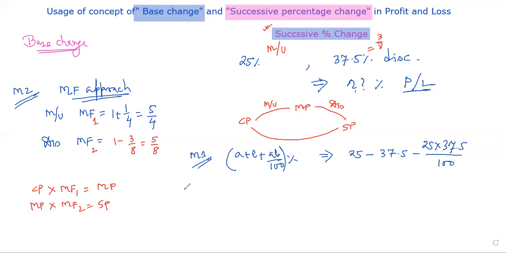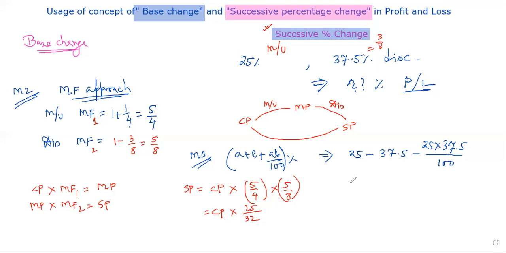So from cost price to sale price, what is the sale price? Sale price is nothing but cost price CP multiplied by multiplying factor 1, which is 5 by 4, multiplied by the second one, 5 by 8. So sale price is cost price multiplied by this. It comes as CP multiplied by 25 by 32. The sale price is equal to cost price multiplied by 25 by 32.